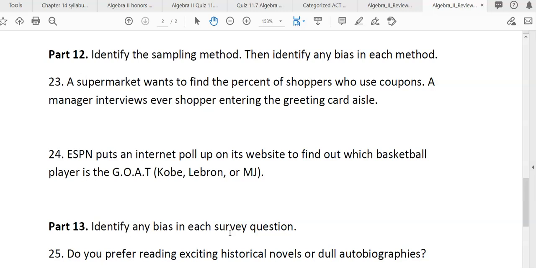A supermarket wants to find the percent of shoppers who use coupons. A manager interviews every shopper during the greeting card aisle. That would be convenience, right? Just kind of lazy. Whoever's close by. Internet poll, self-selected.